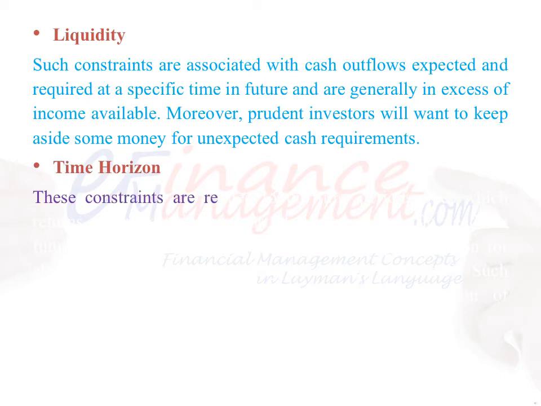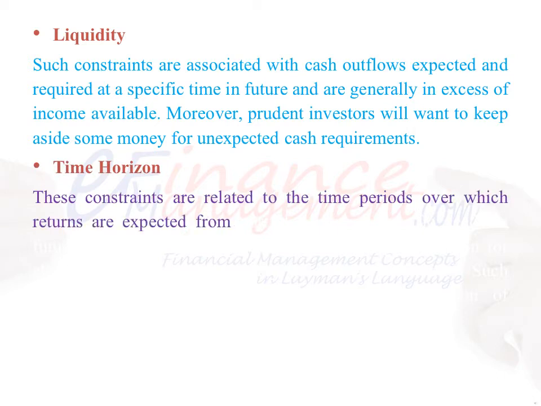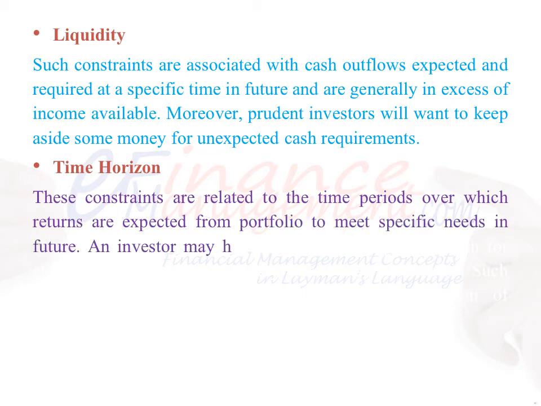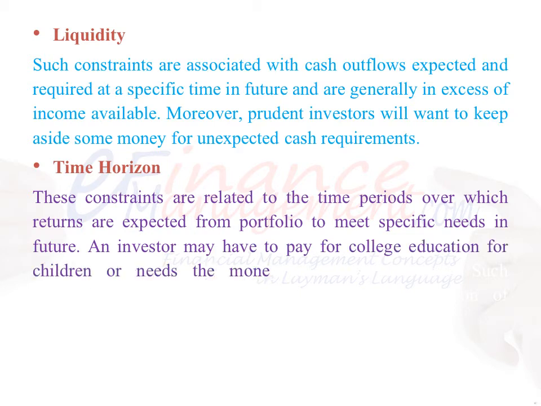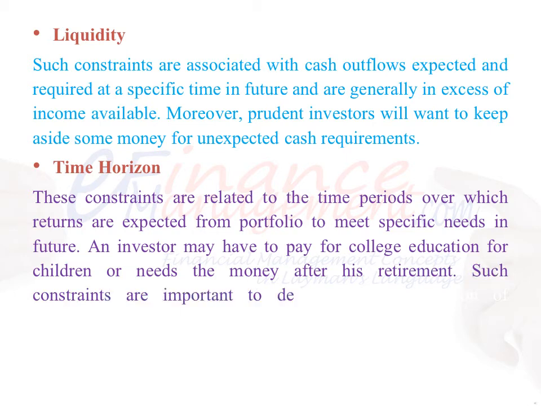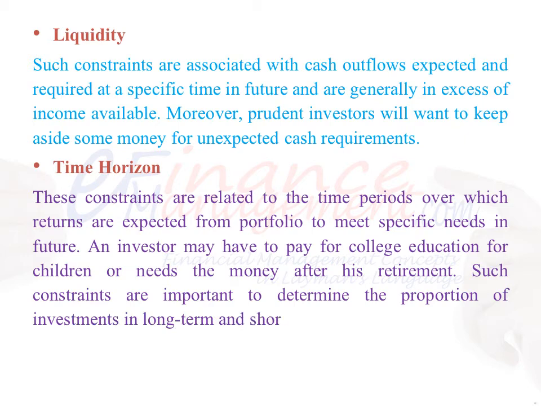Time horizon. These constraints are related to the time periods over which returns are expected from portfolio to meet specific needs in future. An investor may have to pay for college education for children or needs the money after his retirement. Such constraints are important to determine the proportion of investments in long-term and short-term asset classes.